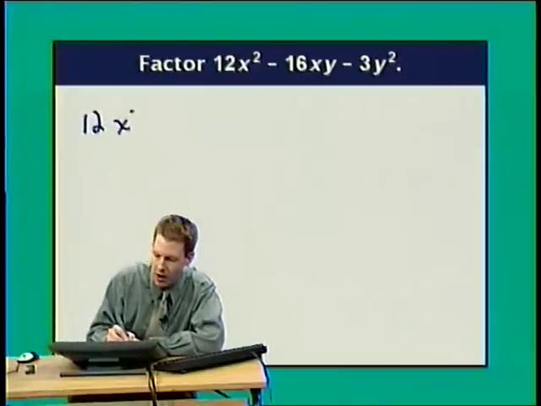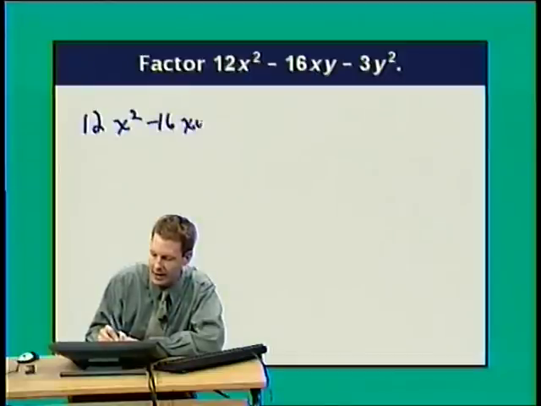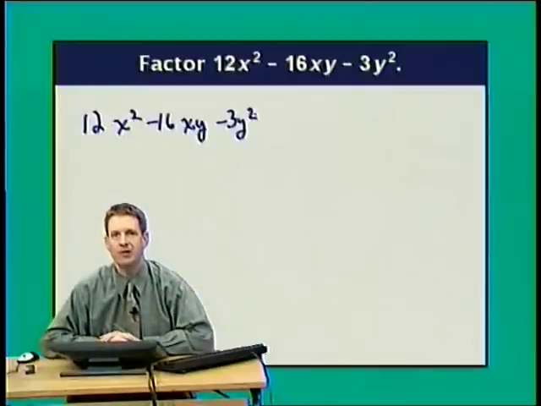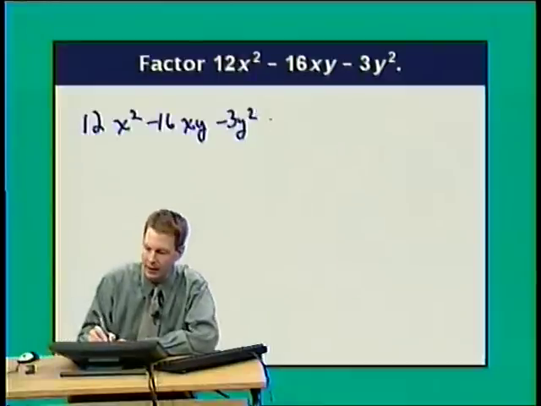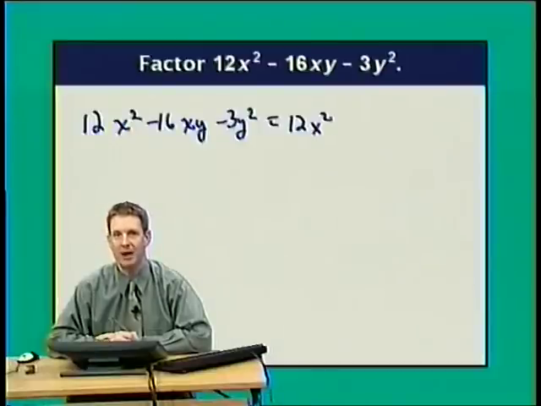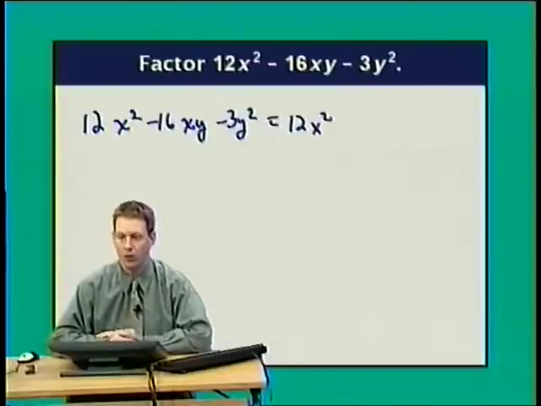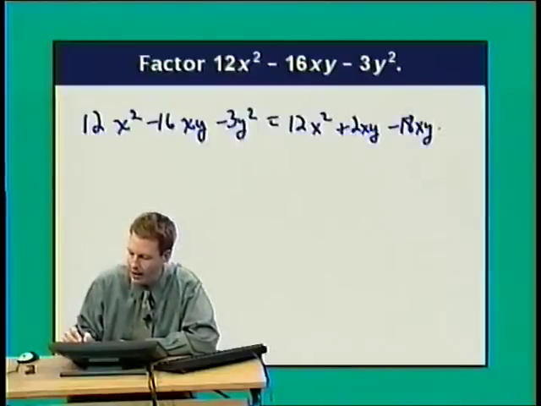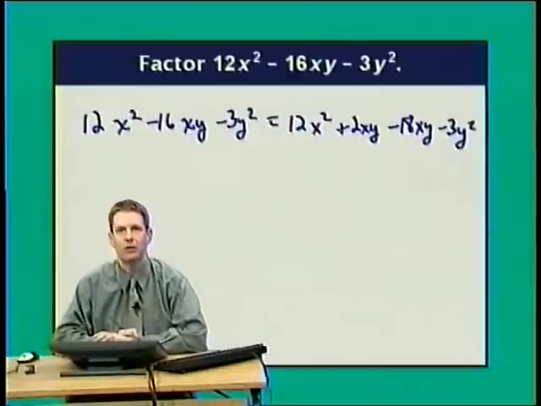I'm going to take 12x squared minus 16xy minus 3y squared. I'm still looking for two numbers that multiply to negative 36 and add to negative 16. And guess what? 2 and negative 18 will still work. The difference is, this time, instead of splitting up the term minus 16x, I'm splitting up the term minus 16xy. So I want to split that up into plus 2xy minus 18xy. And I still have my minus 3y squared.